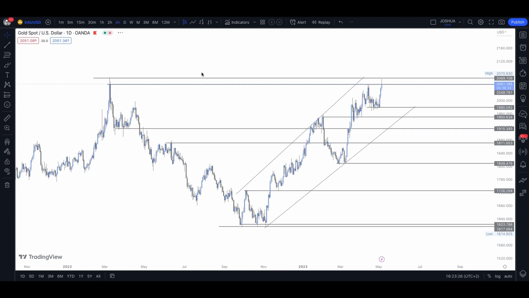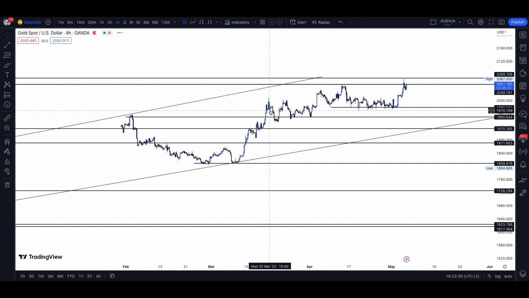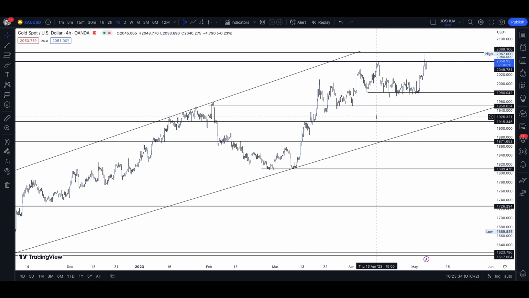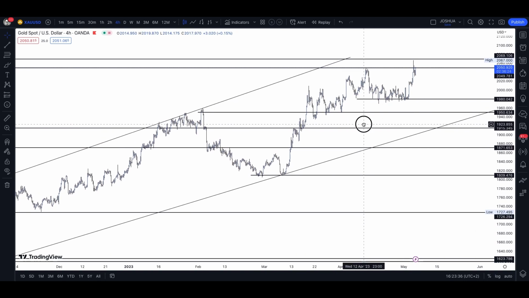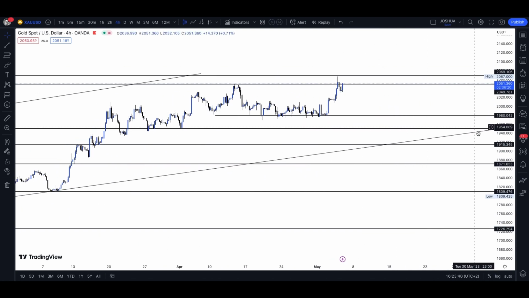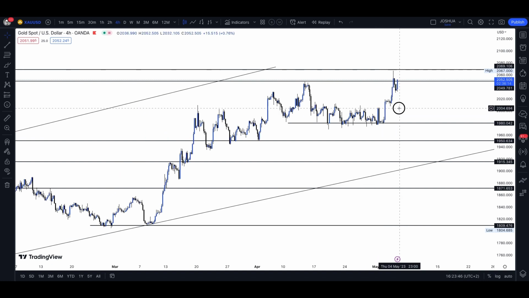I jump to my 4-hour time frame. It's all about understanding each and every time frame. Each and every time frame has got its own language, that's got something to say about what you're looking at. So this is on the 4-hour time frame. Let us just zoom in and see what the 4-hour time frame is saying in terms of support and resistance.